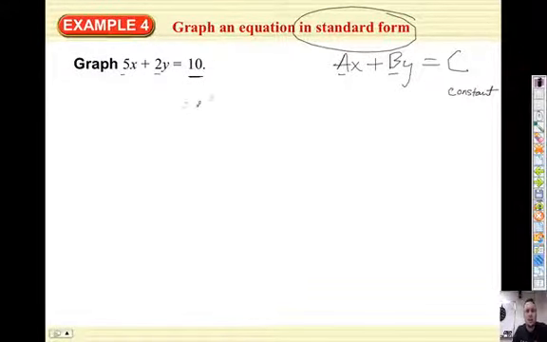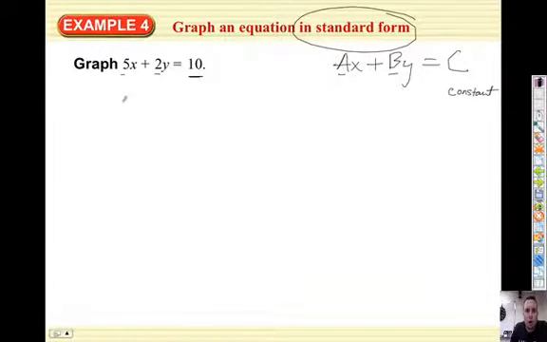Okay, so if it's in this form, it's not in slope-intercept form, which means you could take it and put it in slope-intercept form. I'd be okay with that. A lot of people lose a negative or something like that when they're moving things around. Be careful with that. Or it's actually easier if you think about it.